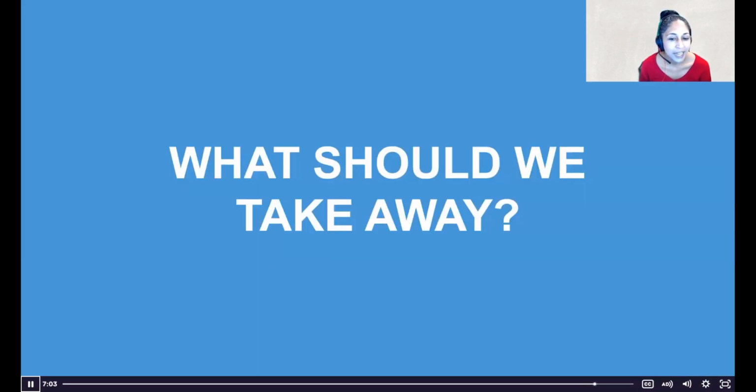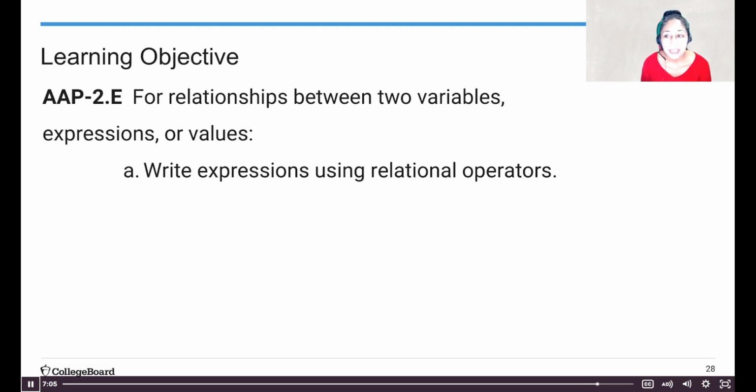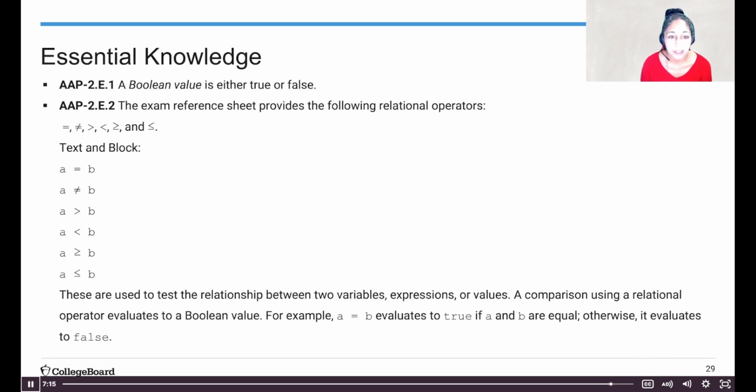So just to recap, we can write Boolean expressions using relational operators in order to determine the relationship, true or false, of those two values. We can use Boolean values that represent either true or false, and use a variety of these relational operators to make those comparisons, which we'll use in some later examples.